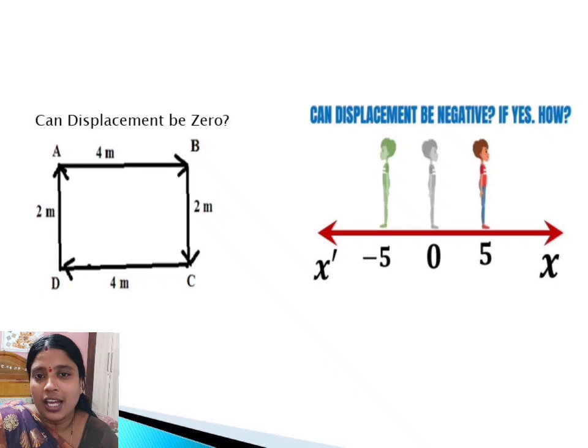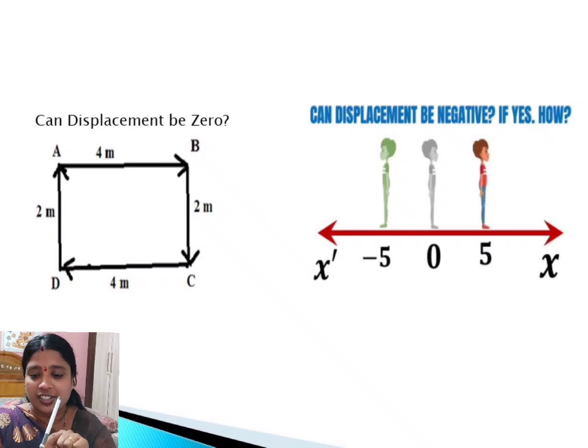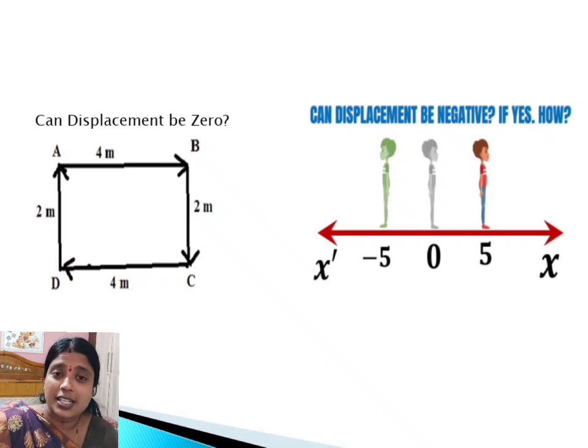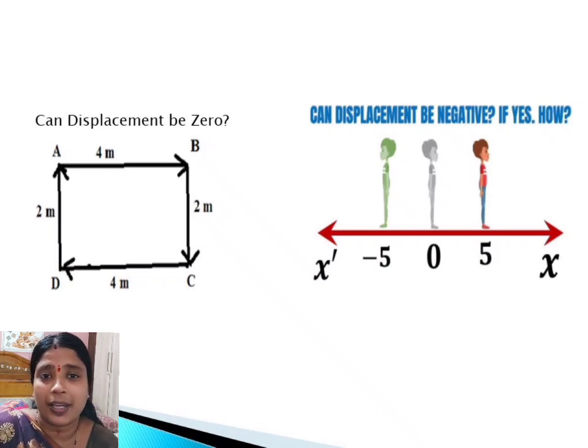In the first example, you can see the motion starts from A, then goes to B, then B to C, then C to D, and then again to A. So the starting point is A, and the end point is also A. If I have started from here, traveled to different places and reached back here, then the shortest path between the initial and final point, with the same initial and final point, means displacement will be 0. I have not moved, I have not been displaced from my place. I came back to my own place, so my net displacement is 0. So displacement will be 0 only if the initial and final points are the same. Except in this case, in all other cases displacement will not be 0.